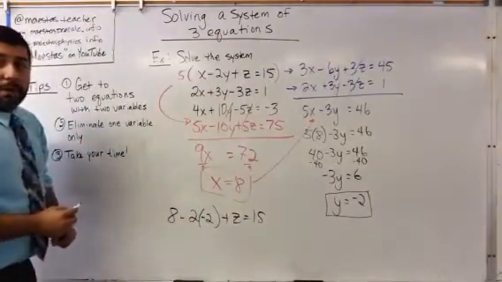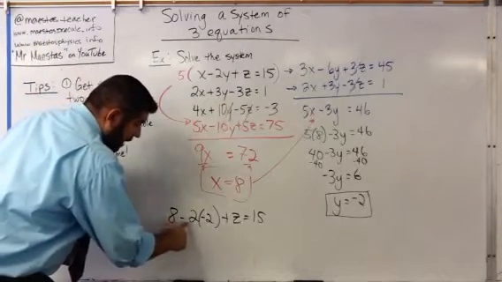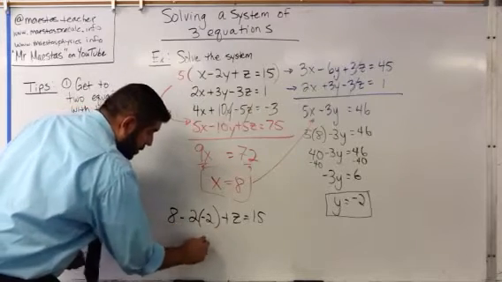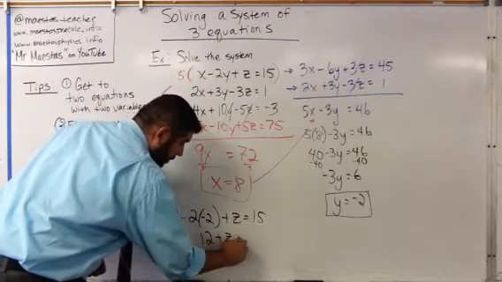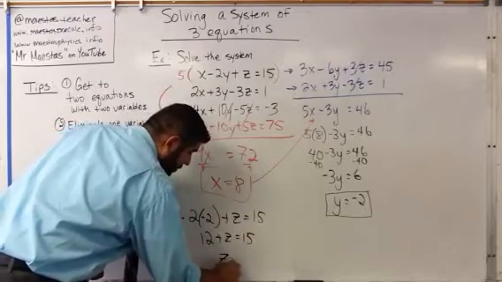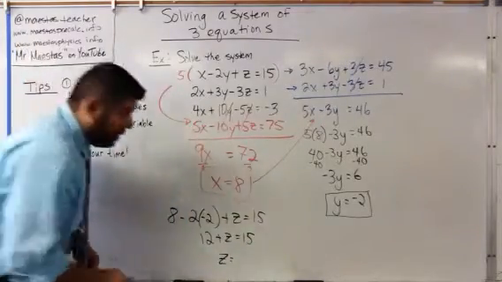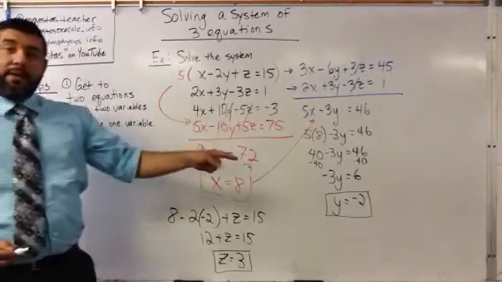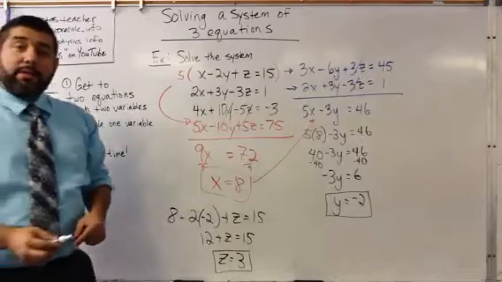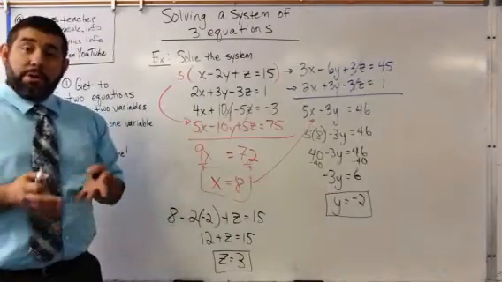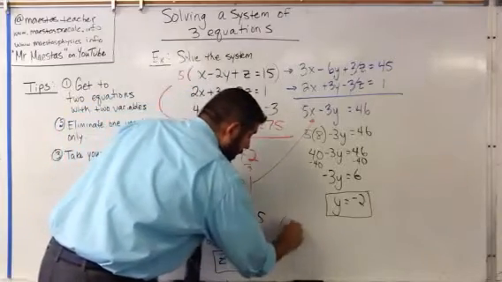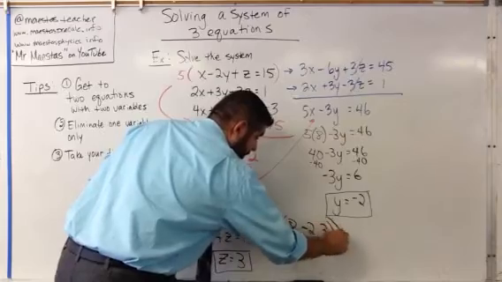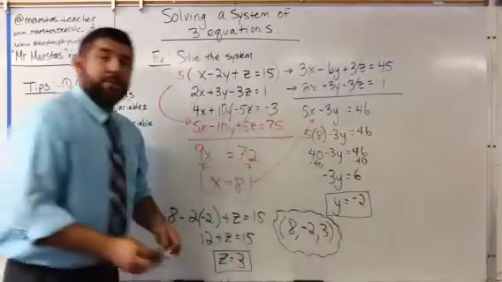Okay, now we're just going to simplify this and solve for z. So I'm going to have 8, and a negative 2 times negative 2 is a positive 4, so 8 plus 4 is 12. And I'm going to subtract 12 from both sides here. And my answer is going to be 3. So I get 8, negative 2, and 3. And sometimes teachers ask you to put this in an ordered triple. So you're going to write it as 8, comma, negative 2, comma, 3. And that'll be your final answer.